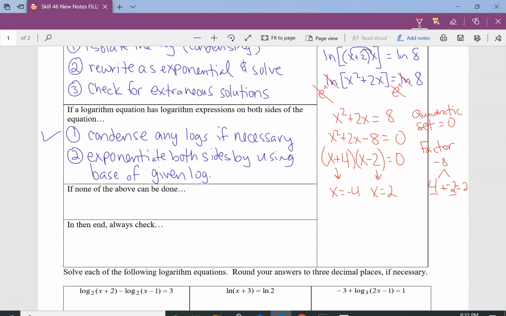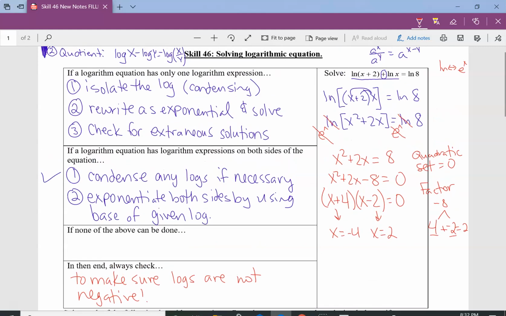And in a moment, we're going to check those. Okay? So what we always want to do is we always want to check. So in the end, we always check to make sure logs are not negative. Okay, so what that means is not our x values being negative, but the actual value of the logarithms are not negative.